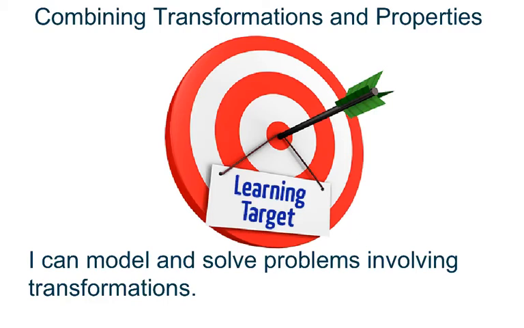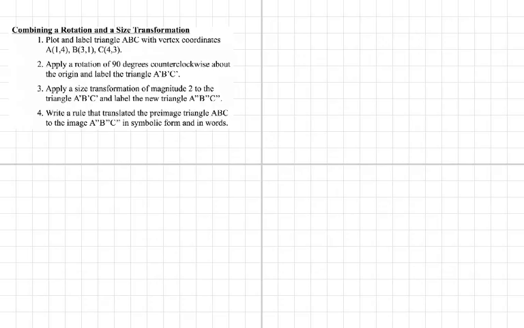Okay, so this lesson I think is one of the hardest. It's combining transformations and then properties. So properties are like different things that happen when you rotate a figure, making it symmetrical, taking a transformation back onto itself. So our learning target is I can model and solve problems involving transformations. Okay, so this one's not too bad.